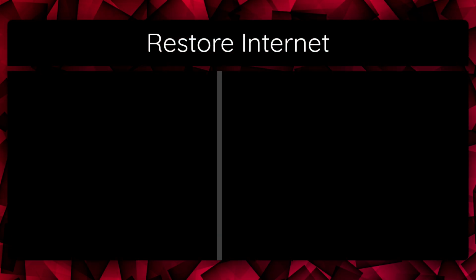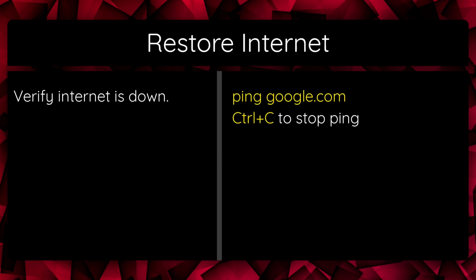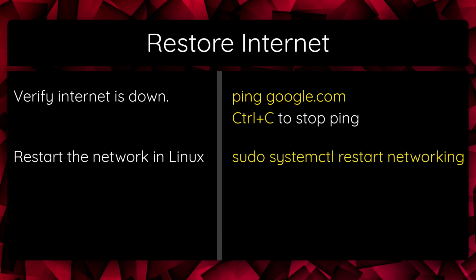Additionally, if you experience any internet connection issues during the install process, then we can verify if Linux is connected to the internet by executing ping google.com from the terminal. If there is no continuous output, then the Linux side is not connected to the internet. To fix this, we can try restarting the network in Linux by executing sudo systemctl restart networking.